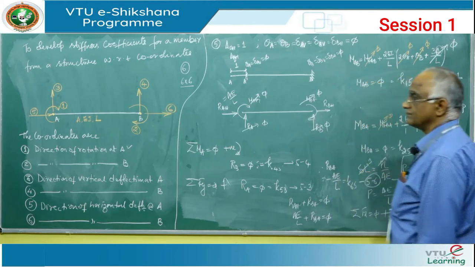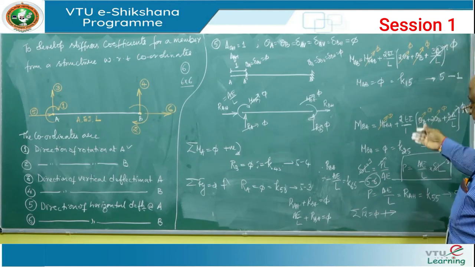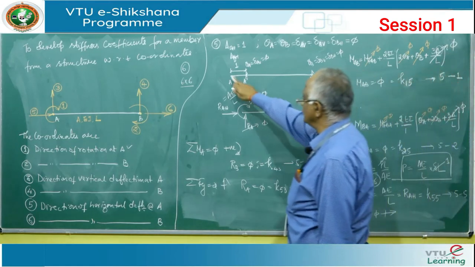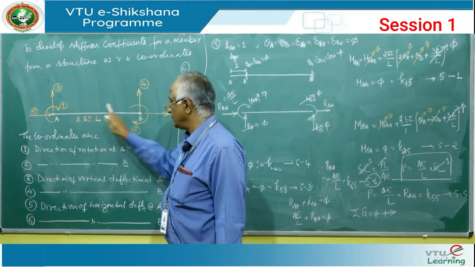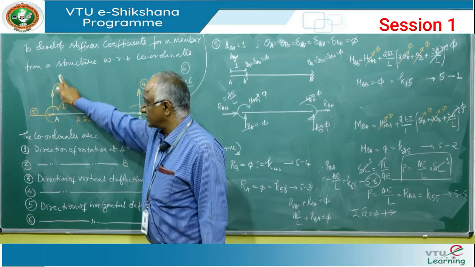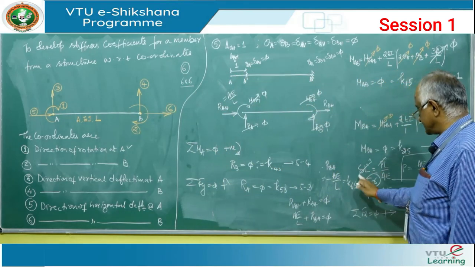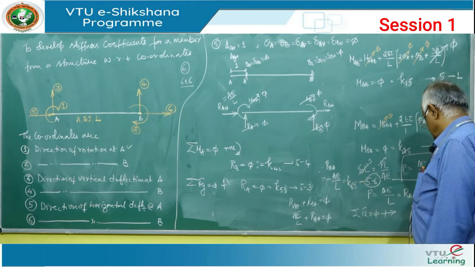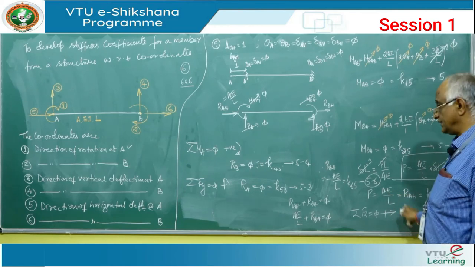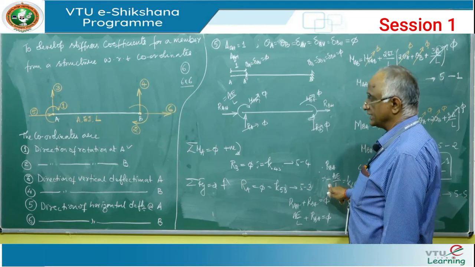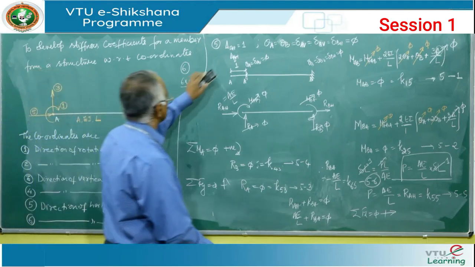It is 5, 6. So we got the elements of the fifth column now. First four elements are zero. Because of this lateral movement of A to A dash, it doesn't involve in the definition of the formation of the moment at 1 and 2. It doesn't involve to get the vertical reaction also at 3 and 4. Only you'll get the value last to 5 and 6. Both are same, but with opposite direction. Your K55, that's why I told 5, 5 should be always positive, AE by L, and your K65 is minus AE by L.